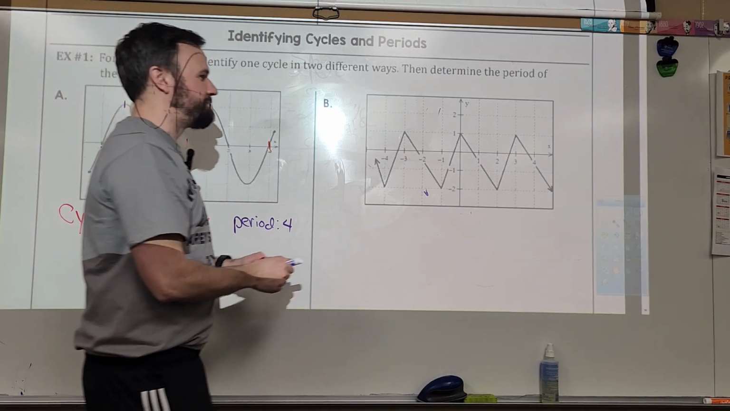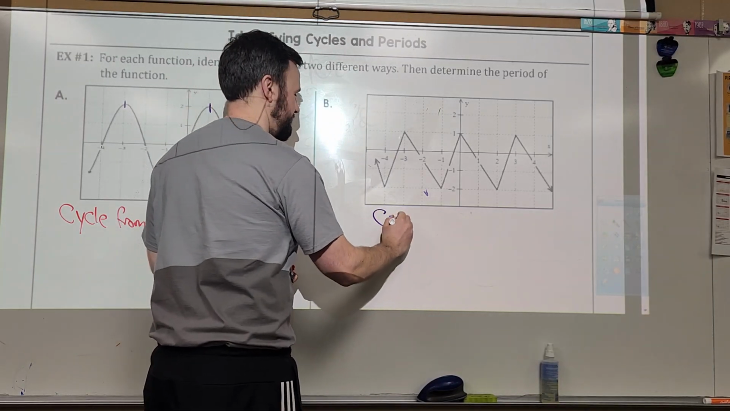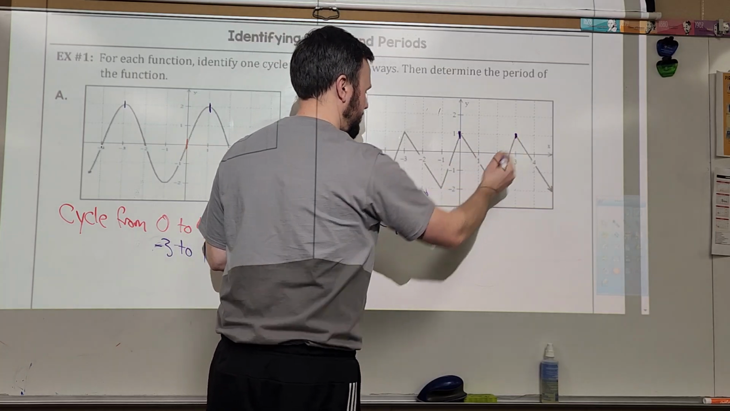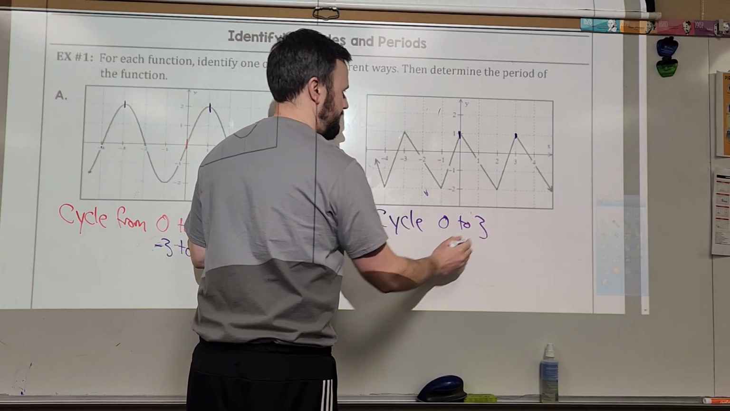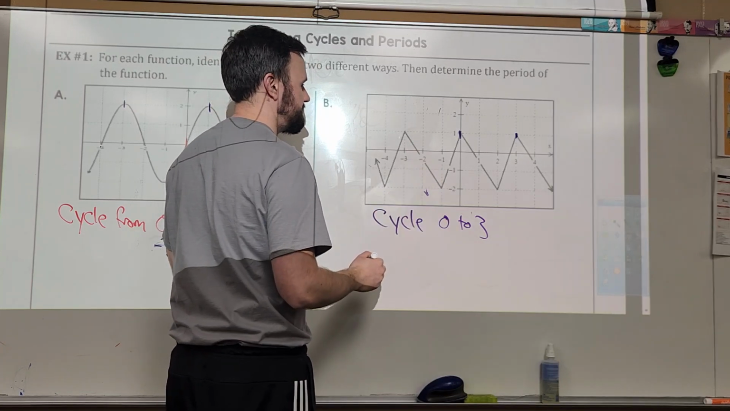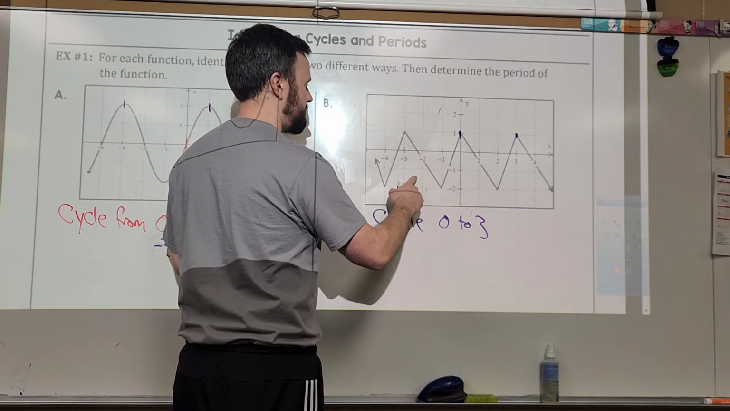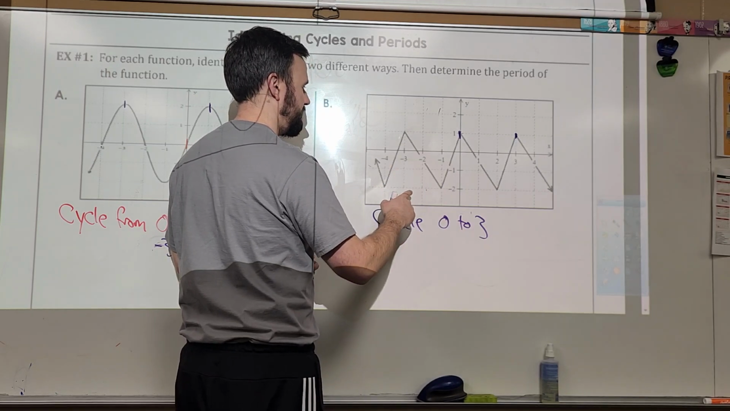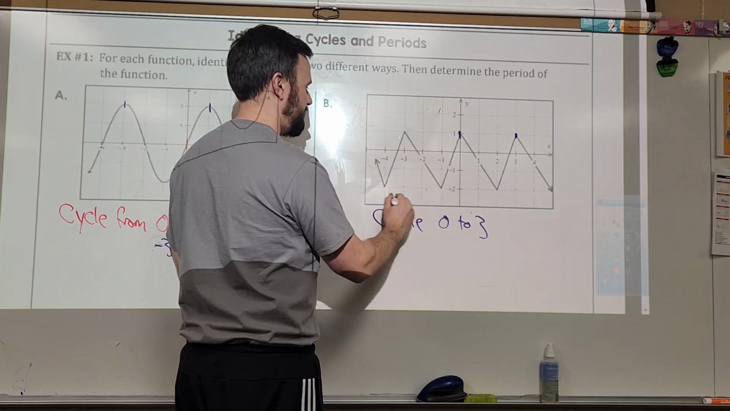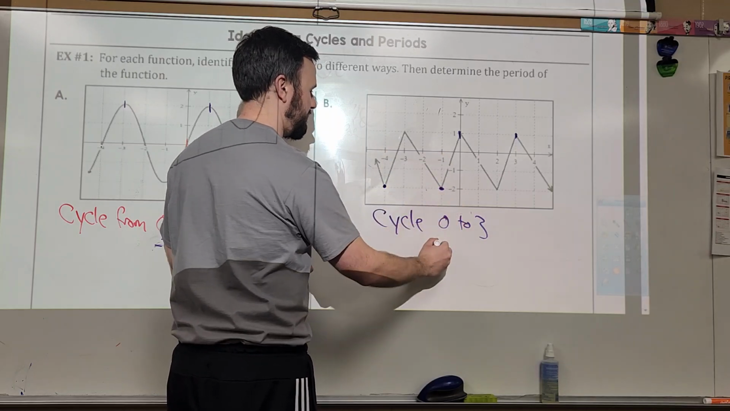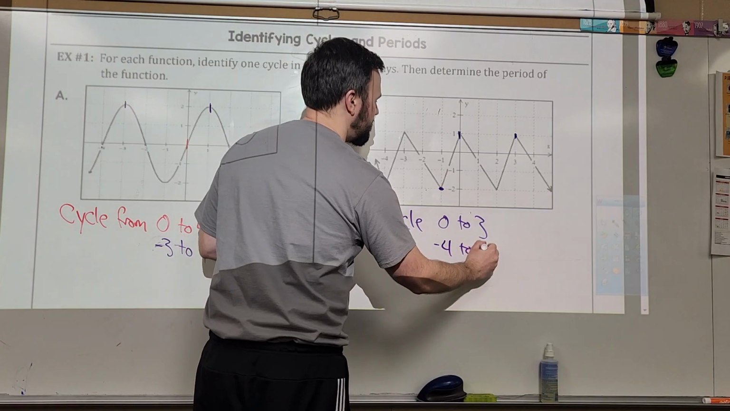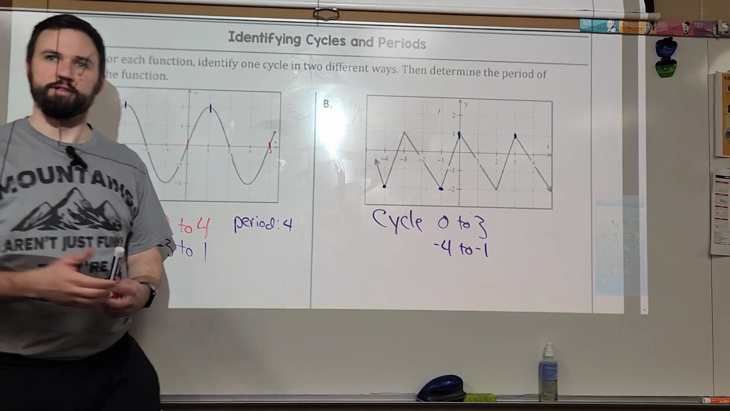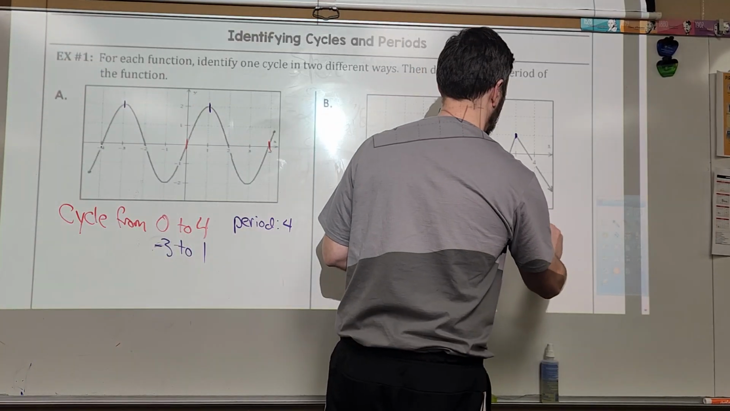All right, let's look at this one. What's my cycle? I always like to do 0 to 3. Throw another one out of the hat. -4 to -1? Does that work? Are there other ones? Yeah. How big are both my cycles? So what's my period? There you go.